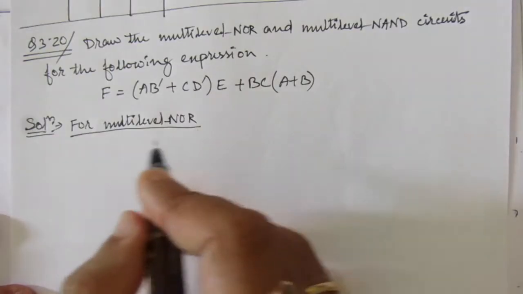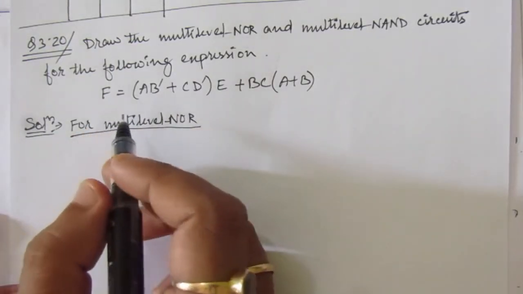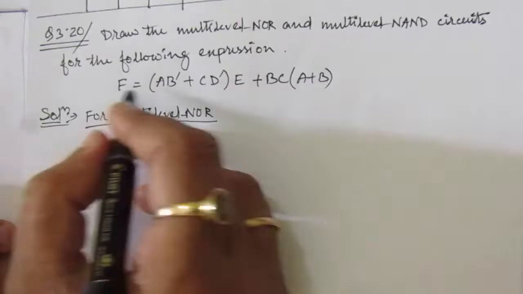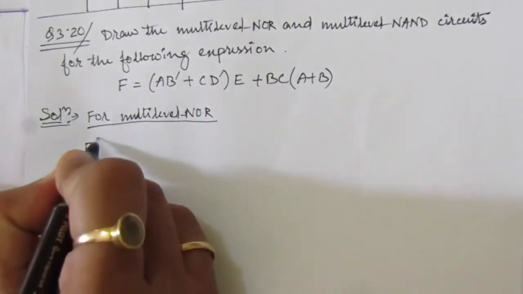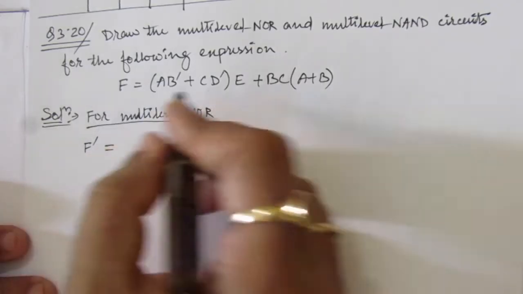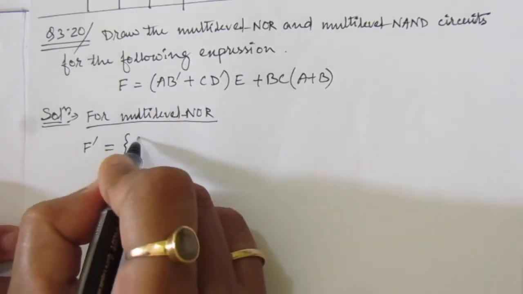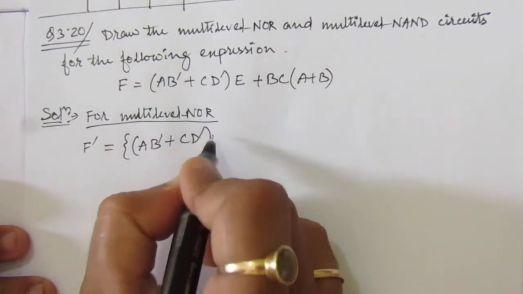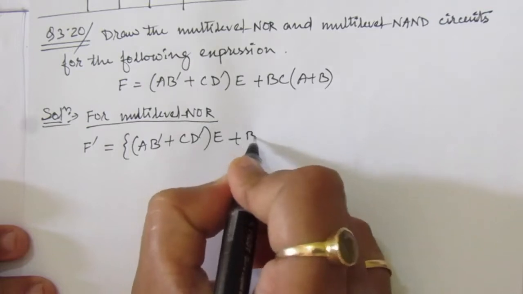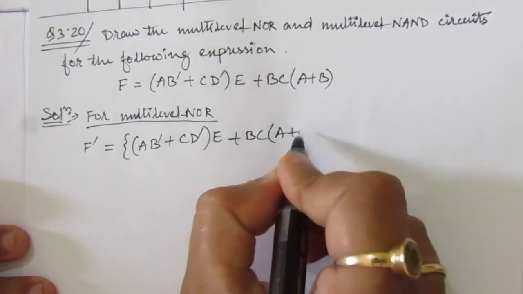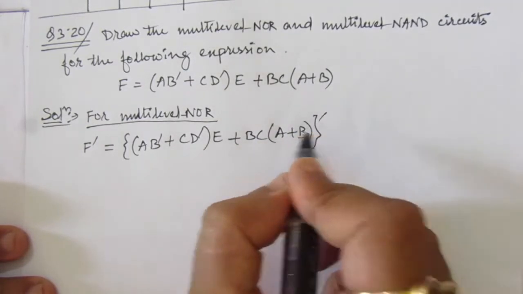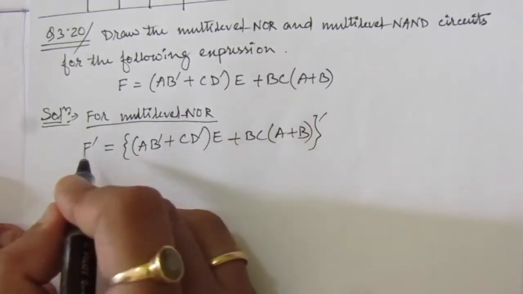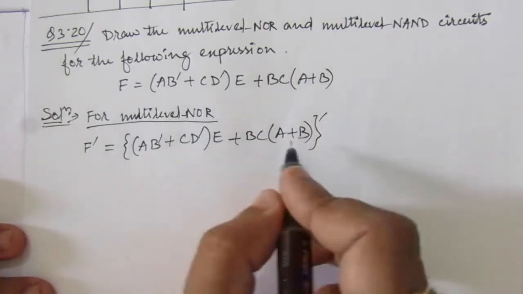First of all, let us simplify this function such that it can be drawn with only multi-level NOR gates. This is the function F. So if we take F complement, what will we get? We have to take a whole complement here: (AB' + CD')E + BC(A + B), whole complement, because we have taken the function complement. This is very simple, I have just taken the complement of the whole function.